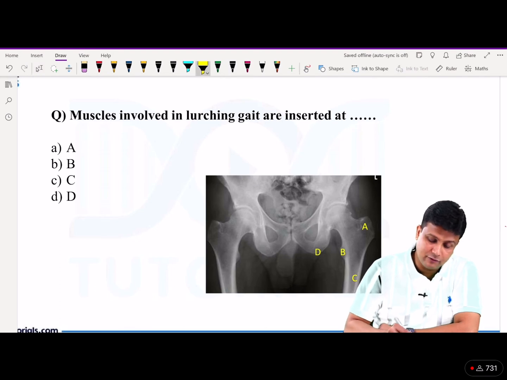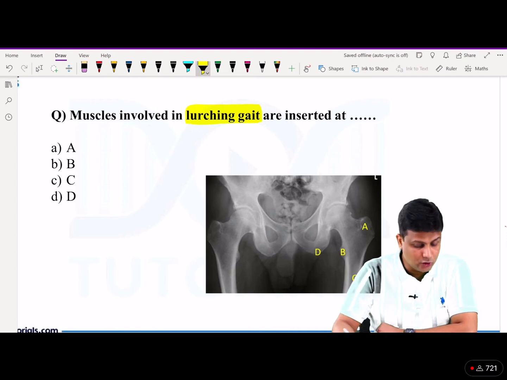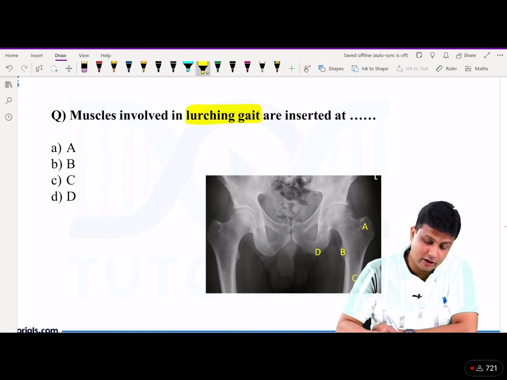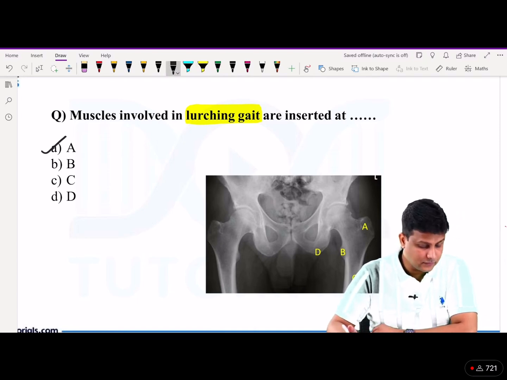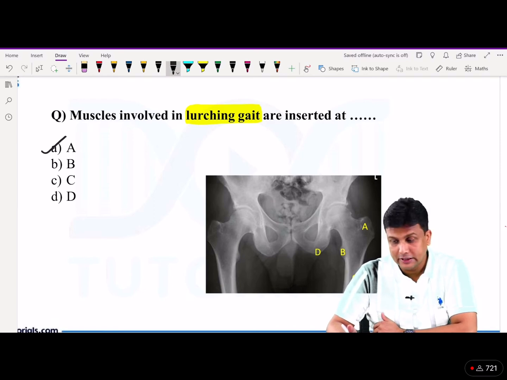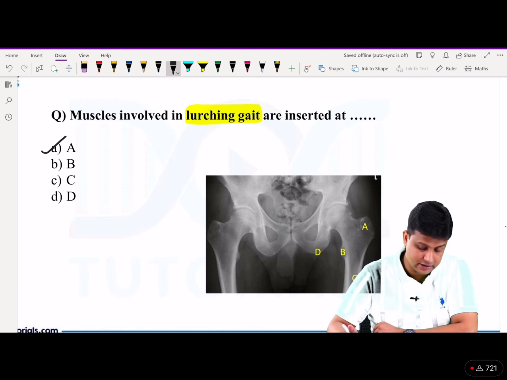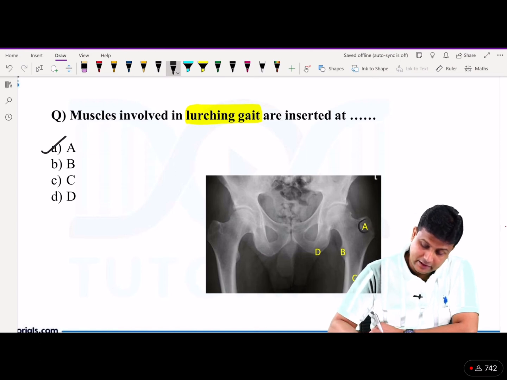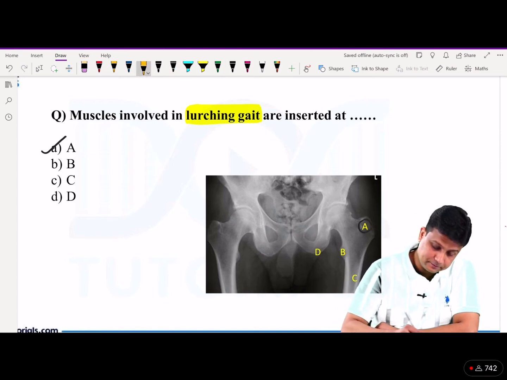The muscles involved in lurching gait are nothing but gluteus medius and minimus. And remember, gluteus medius and minimus are attached at the greater trochanter. So the answer for this question will be A. Yes, Abhishek Verma, in Trendelenburg gait the nerve involved is the superior gluteal nerve supplying medius and minimus. So medius and minimus are attached at A, the greater trochanter.